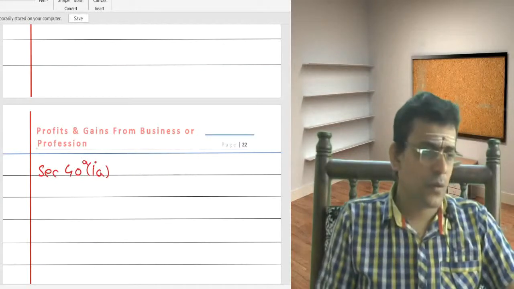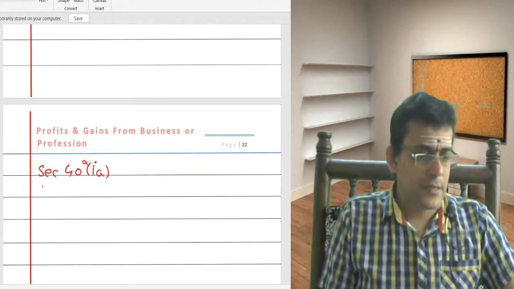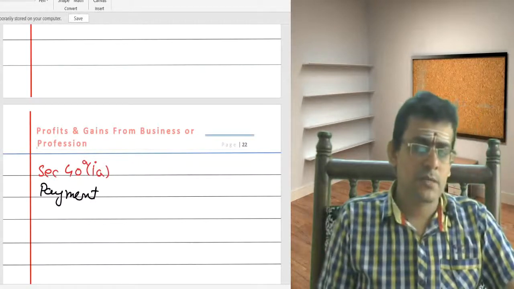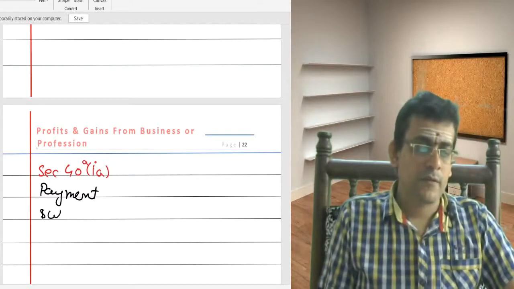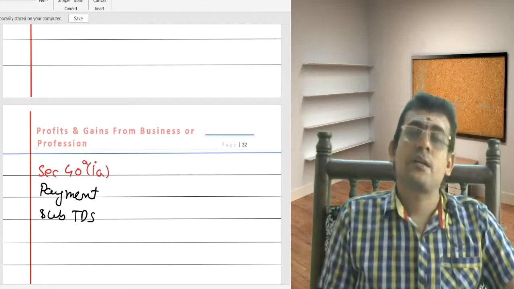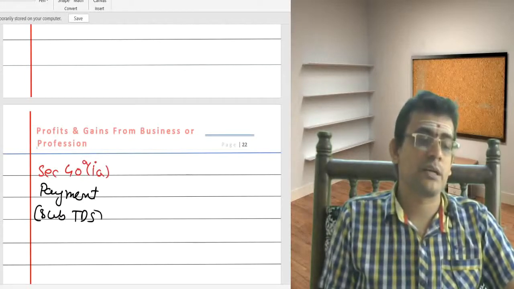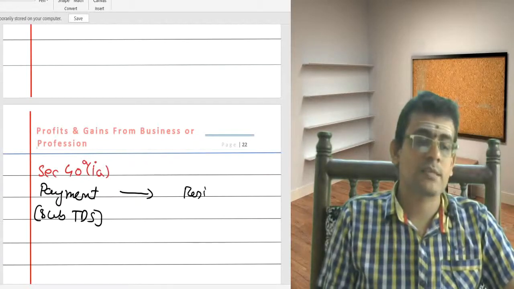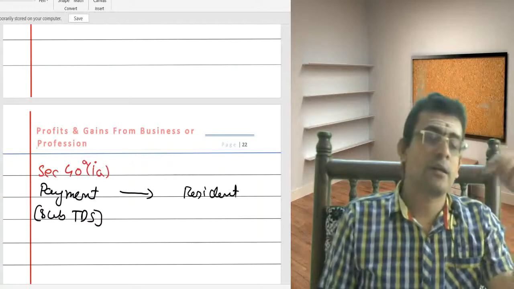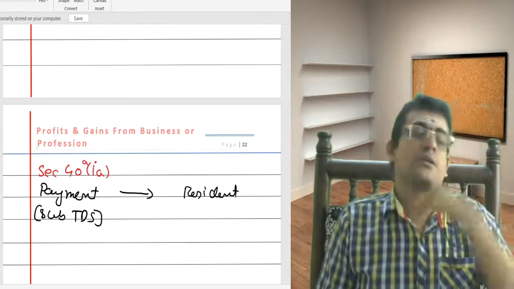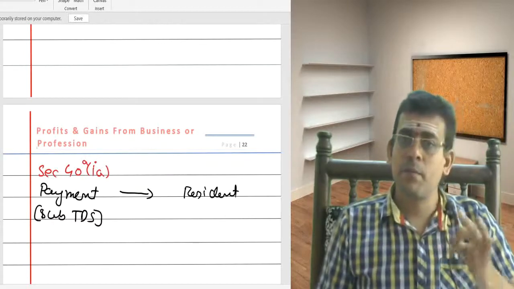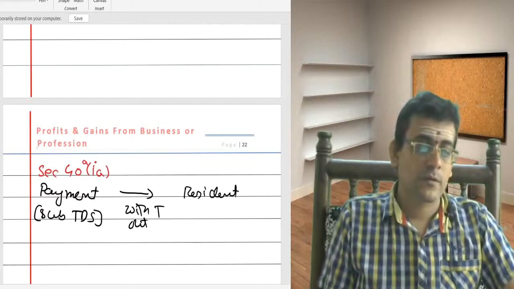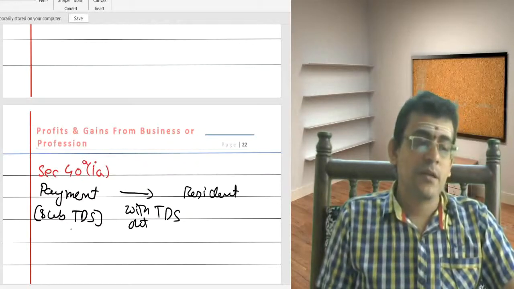Okay. Now here, even in this case you are making payment. There also you are making payment. Here it says any payments which are subject to TDS, to whom are these payments made? These payments are made to a person who is called a resident. In the other section, to whom are you making payment? To a non-resident. Any payment made to a resident without deduction of tax, where that payment is subject to TDS.